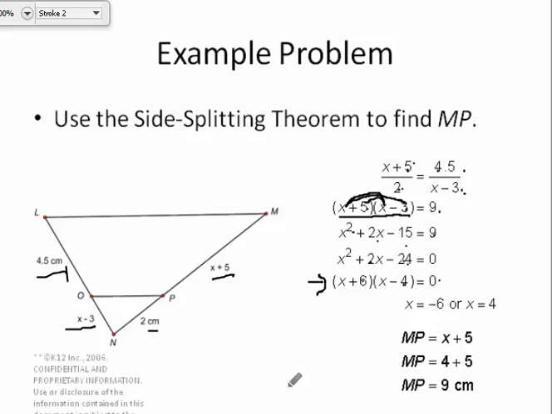Does a negative 6 make any sense here whatsoever? Negative 6 plus 5 would give me a negative 1. I can't have a negative distance. This negative 6 is not going to make any sense whatsoever. So we take the 4. 4 plus 5 is 9. Wow, that one made sense. 4 minus 3 is 1. That one makes sense. Okay?